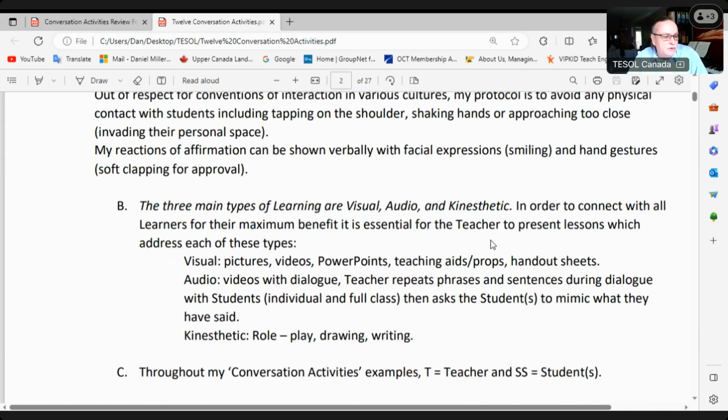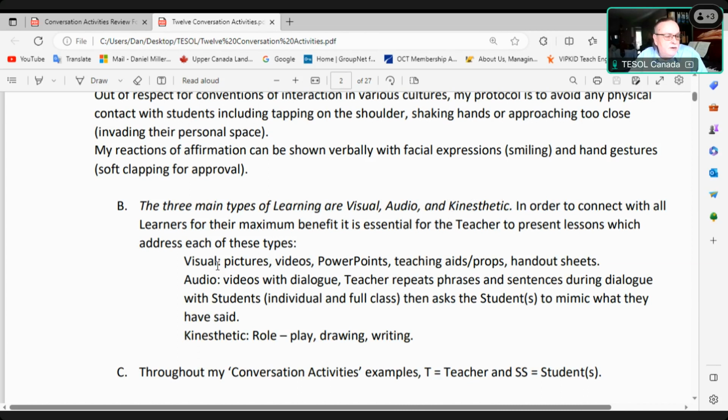Keep in mind with students that there are three main types of learning: visual, audio, and kinesthetic. The kinesthetic is doing things, building things and making things with your hands. So kinesthetic is closely related to learning a vocation. So plumbers and carpenters, automobile mechanics, they learn primarily by kinesthetic process because they're using their hands to build things.